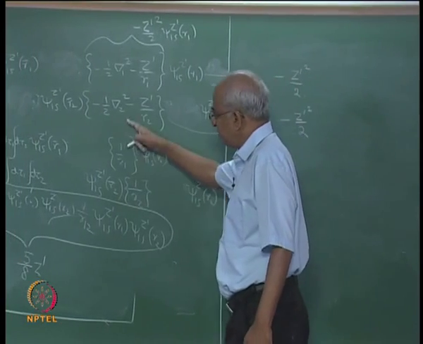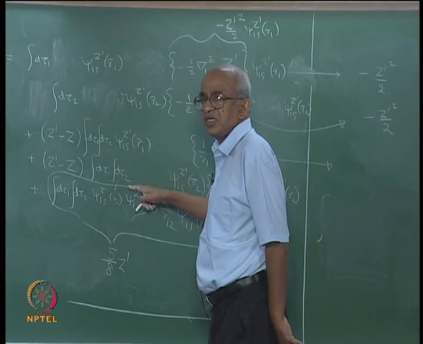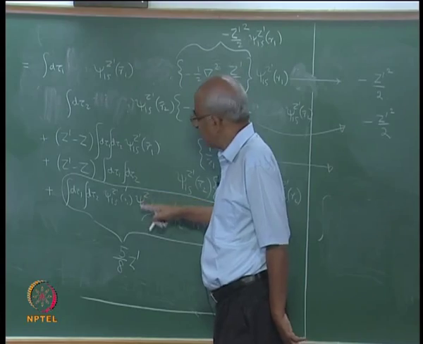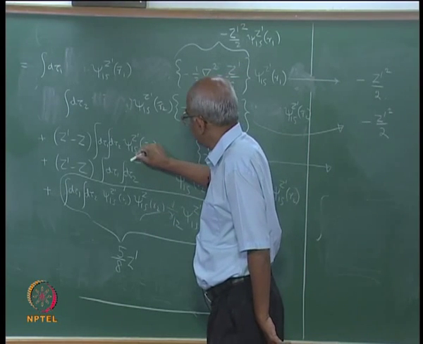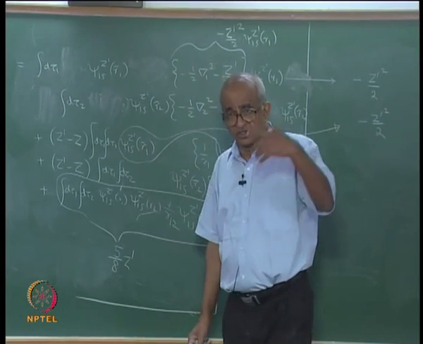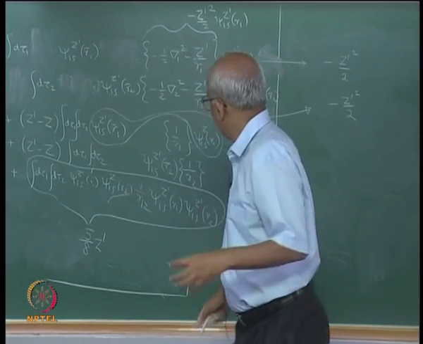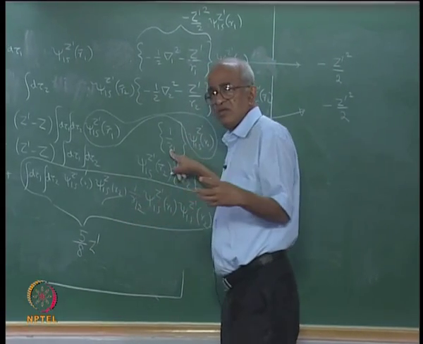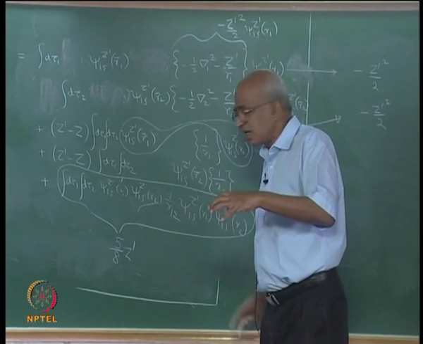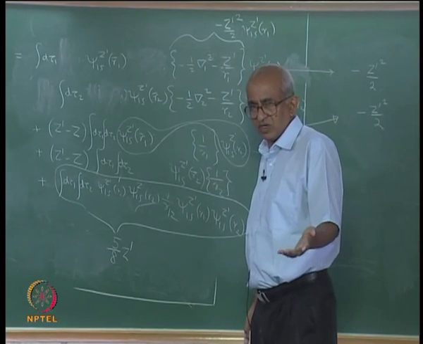These two together, if you think about this, you will realize that they have to be equal. Why do I say that? You look at this, you have this psi 1s into that psi 1s, that means psi 1s square, the electron density of electron 1. And you have 1 by R1, that means that electron is interacting with the nucleus. Electron 1 having an electron density equal to so much is interacting with the nucleus.